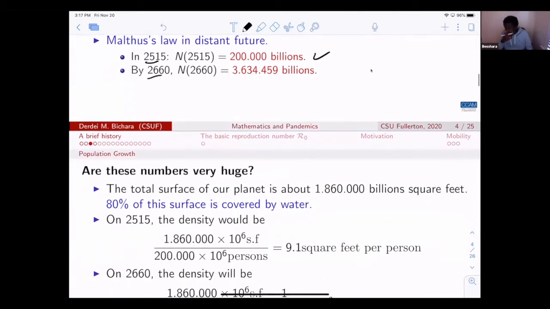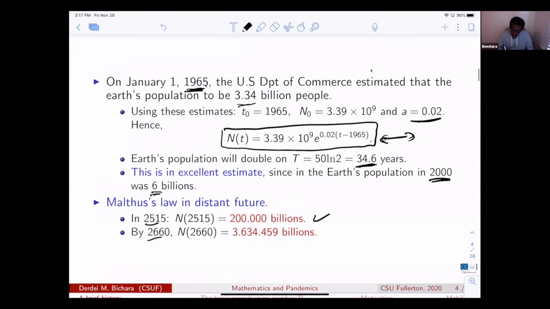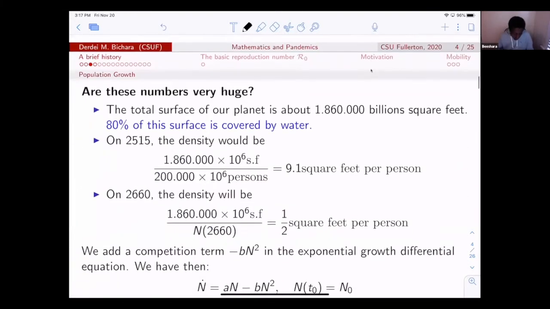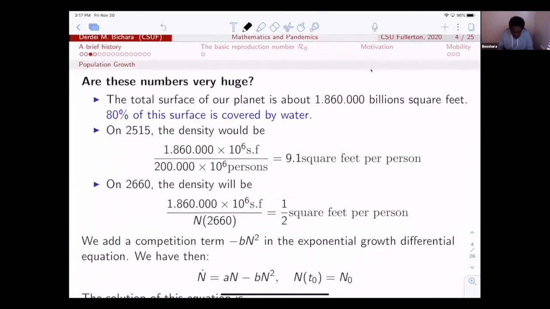So we want to see if these numbers are actually realistic. I mean, at the end of the day, they were realistic in trying to project when the population will double. All right, so the total surface of Earth happens to be 1,800,000 billions of square feet. 80% of it is covered by water.